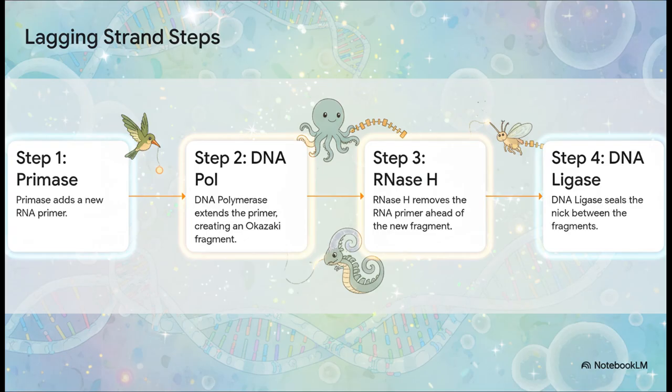The lagging strand. This trips people up all the time, but it's actually pretty logical. Remember, DNA polymerase can only build in one direction, 5' to 3'. So one of the strands has to be built kind of backwards, in these little chunks called Okazaki fragments. Each one of those fragments needs its own RNA primer to get started. Then DNA pol extends it, an enzyme called RNase H comes in and chews up the old primer, and finally, DNA ligase seals the gap. It's like a stitch-and-go process, over and over again.